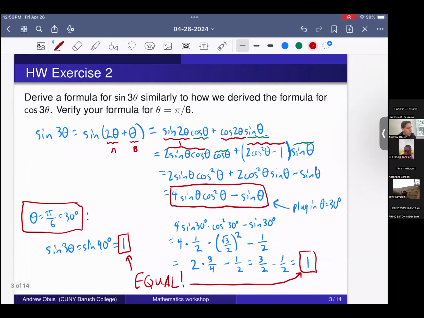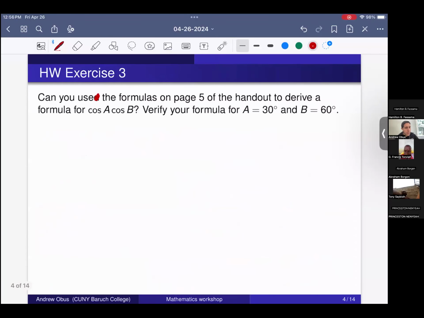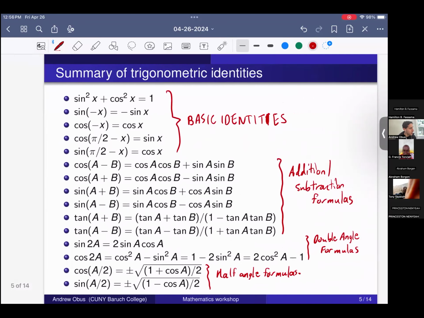Okay, all right, so homework 3. Can we use the formulas on page 5 of the handout to derive a formula for cosine A times cosine B? And we'll verify our formula for A equals 30 degrees and B equals 60 degrees. Okay, so page 5, I guess this is page 5 right here.